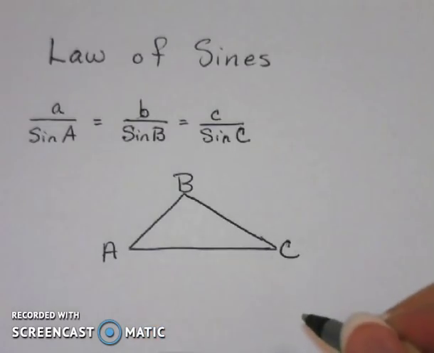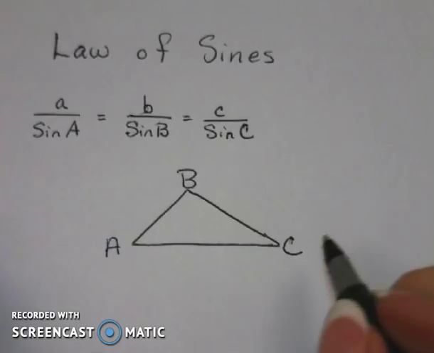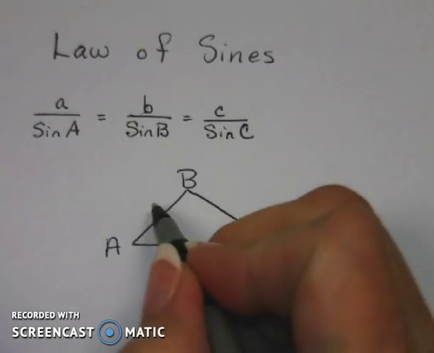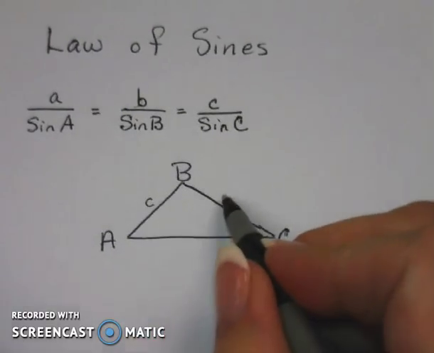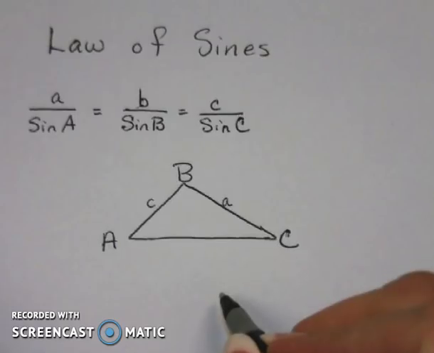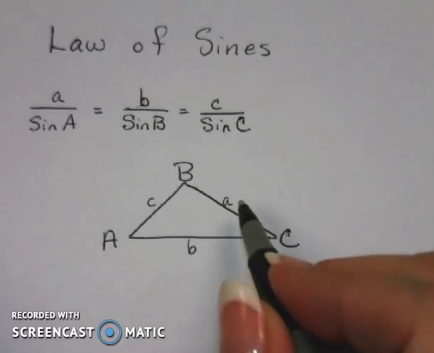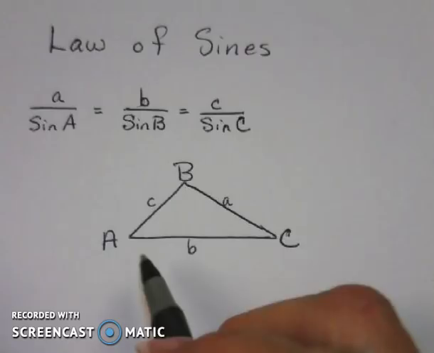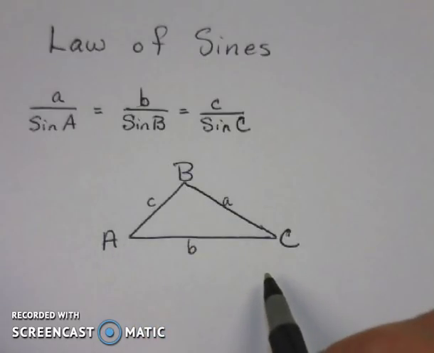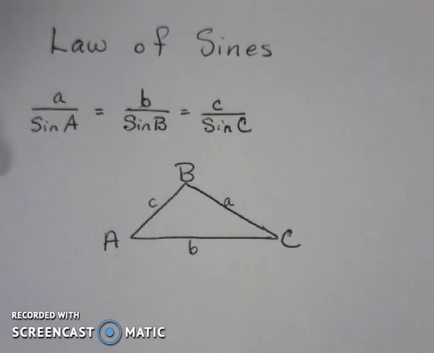angle C. Well, directly across from each of these angles are sides. So across from angle C is side C. Across from angle A is side A. Across from angle B is side B. You'll notice that we use lowercase letters for the sides and capital letters for the angles, into which we will use the law of sines. Let me show you how this works.